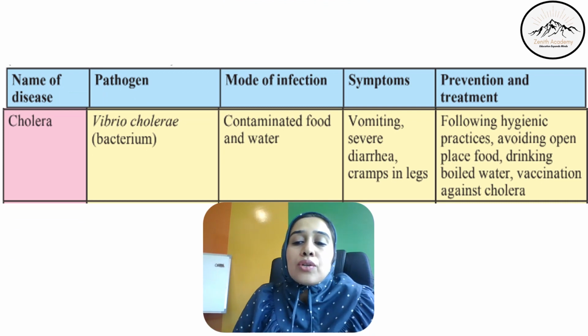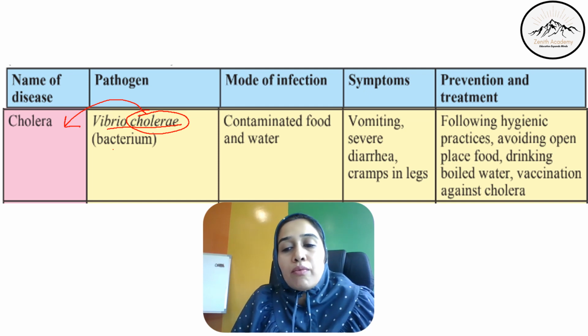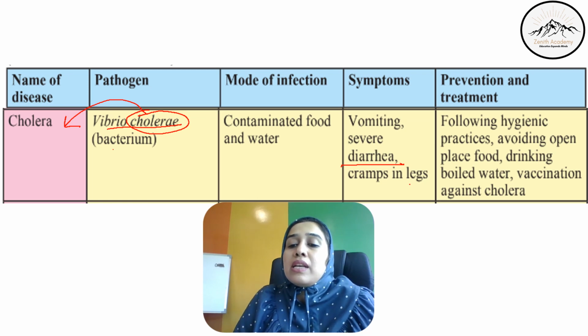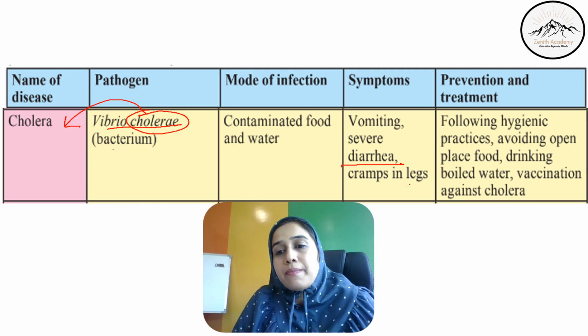The next disease is cholera. Cholera is caused by Vibrio cholerae. It is a bacteria. Again here the name of the bacteria, cholerae, gives the name of the disease also, cholera. The contaminated food and water is the mode of infection again. Symptoms: vomiting, severe diarrhea. Diarrhea is having loose motions, cramps in legs. Now, in the previous disease, dysentery, we saw that there was pain in abdomen. Here it is cramps and pain in legs.